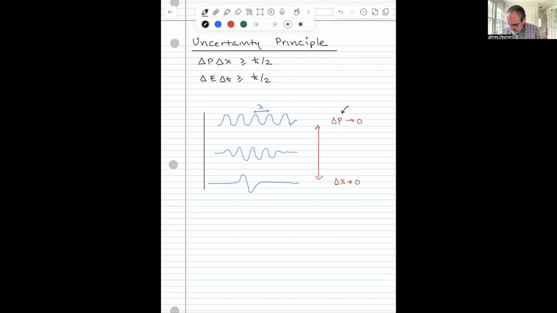At the other extreme, we have a wave pulse, like this. For this wave pulse, even without knowing any details, we have a pretty good idea of where the particle represented by this wave pulse might be found. But we don't really have any idea of the wavelength of the pulse and thus the momentum of the particle. Okay? That was our mental picture.